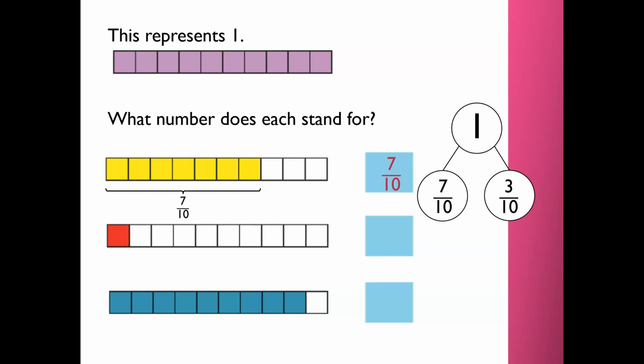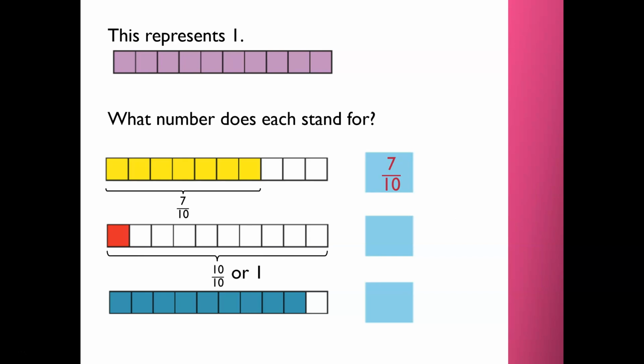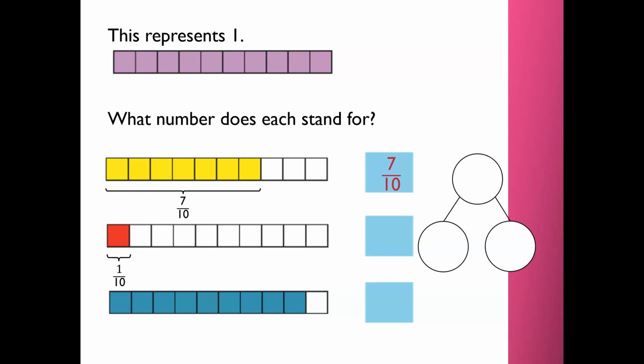In the next example again, the whole bar has been split into 10 equal parts, 10/10. One of the sections has been shaded red. 9 parts are unshaded. Again, we can show this on a part-whole model. This is represented like so. The top circle represents all of the sections, the whole 10/10. We can see this whole fraction, or 1, has been split into 2 parts, 9/10 and 1/10, which is equal to 10/10, which is equal to 1. 1/10 is the number that is represented. This is a unit fraction.